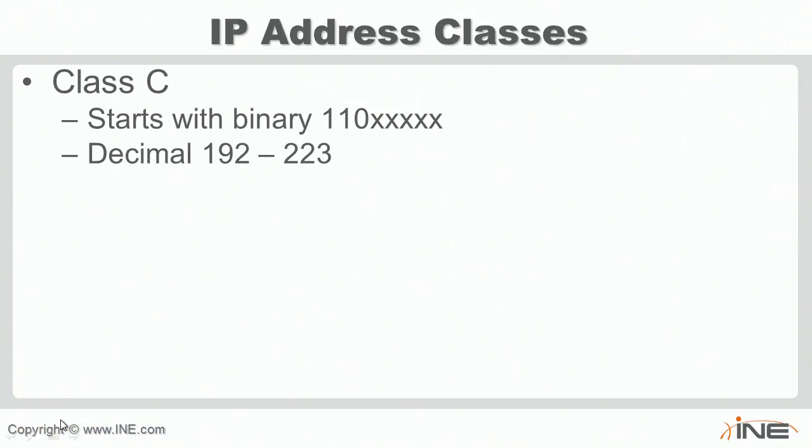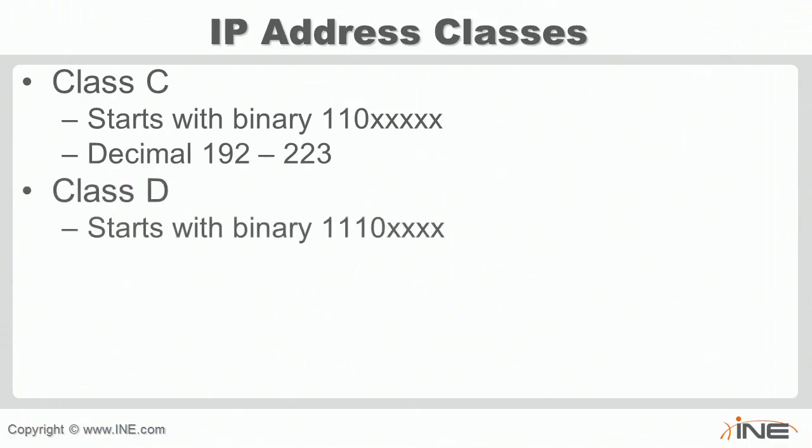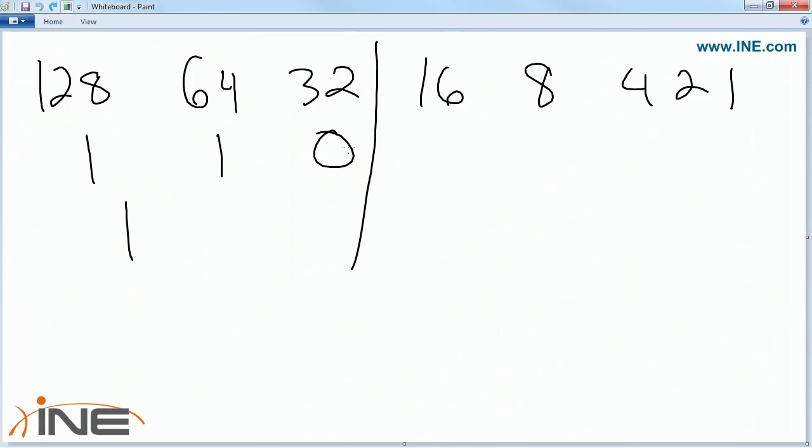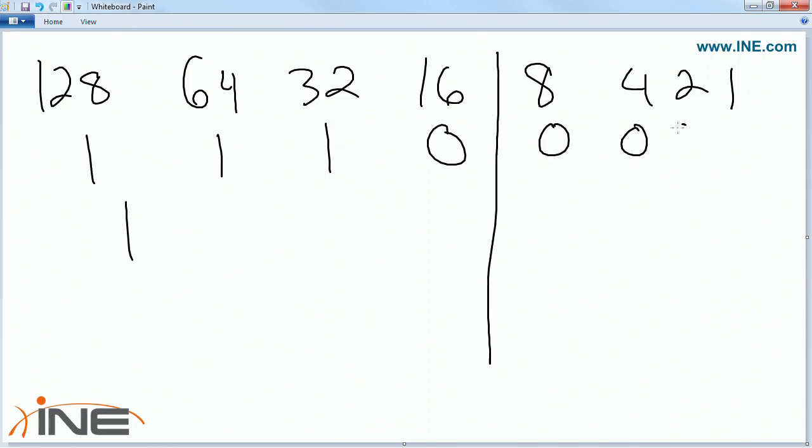The next one, the class D, is going to add 1 more bit. So class D starts with binary 1110, which again, this is going to be reserved for our multicast addressing. And this is going to be in the decimal range of 224 to 239. So if we did the same process as before, where the first bits are set to 1110, then anything after that can be set. So all the way up to 1110, 1111.